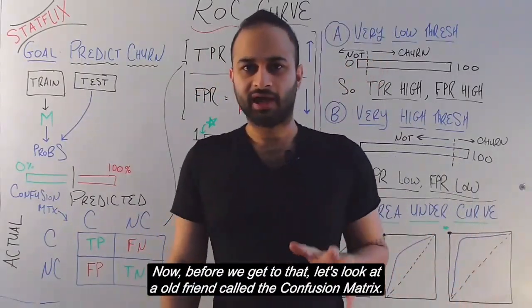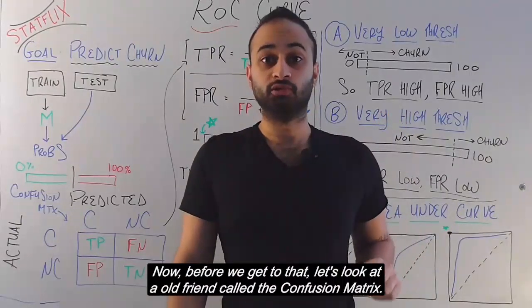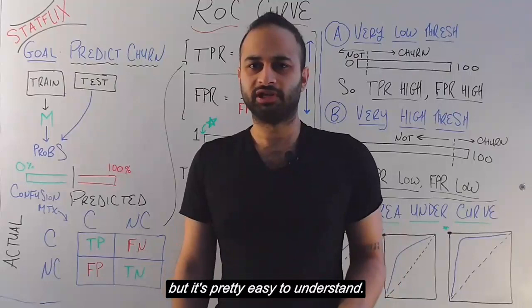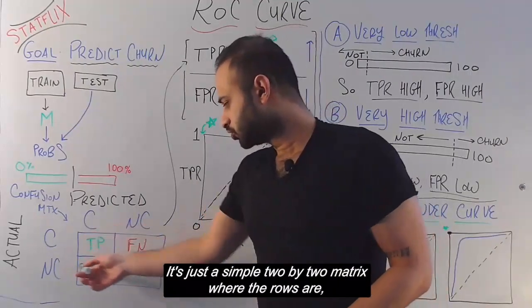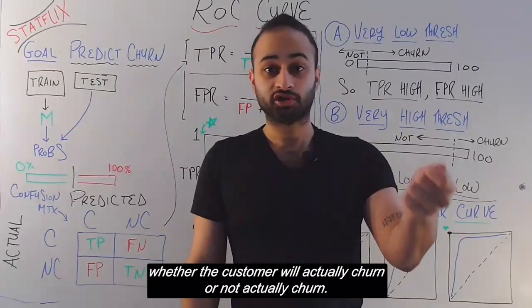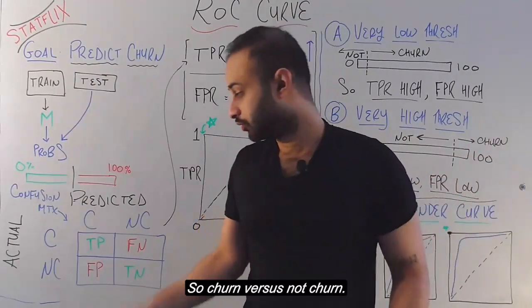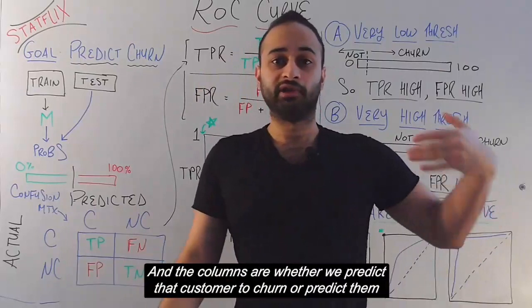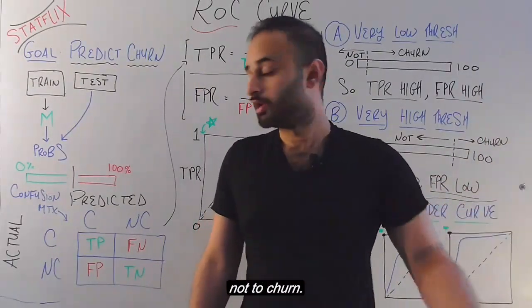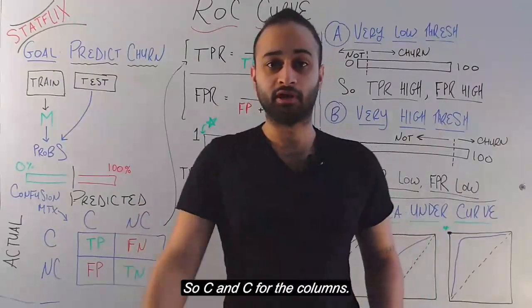Now, before we get to that, let's look at an old friend called the confusion matrix. I have a video on the confusion matrix, which I'll post below, but it's pretty easy to understand. It's just a simple 2x2 matrix where the rows are whether the customer will actually churn or not actually churn, so churn versus not churn. And the columns are whether we predict that customer to churn or predict them not to churn. So C and NC for the columns.